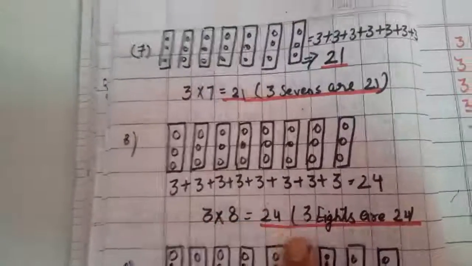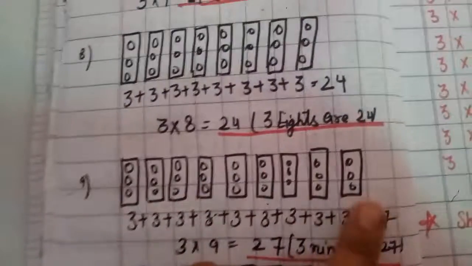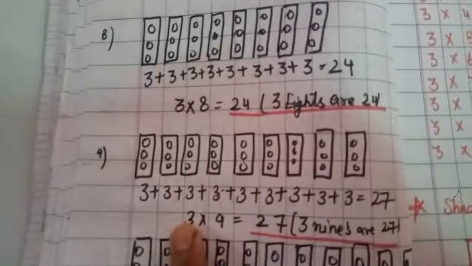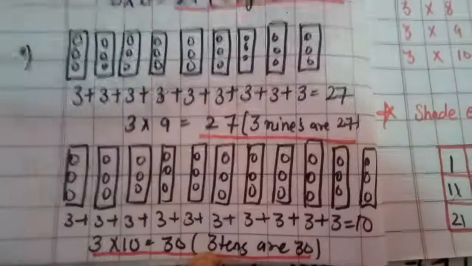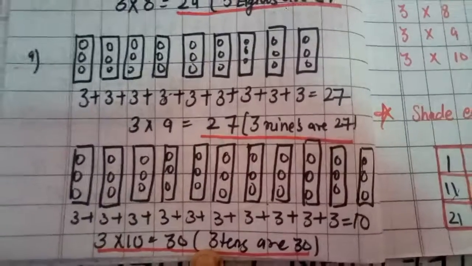3 eights are 24. So there are 9 boxes. So what is the total sum of balls? 27. How will we write it? 3, as we're doing the table of 3, into how many groups are here? 9. So we'll put 9 here. It's 27. Same goes for the last one also. 3 into 10 is equal to 30.